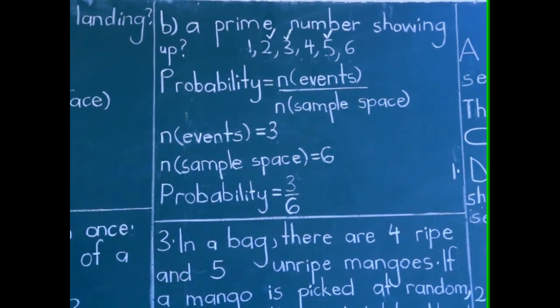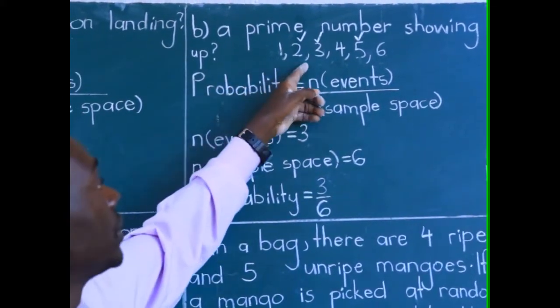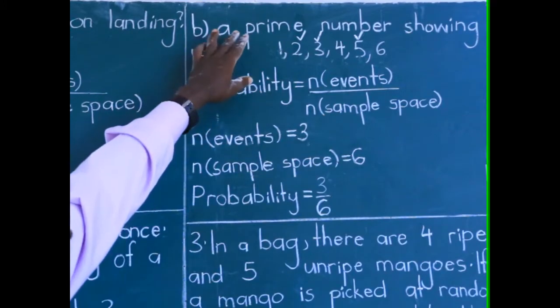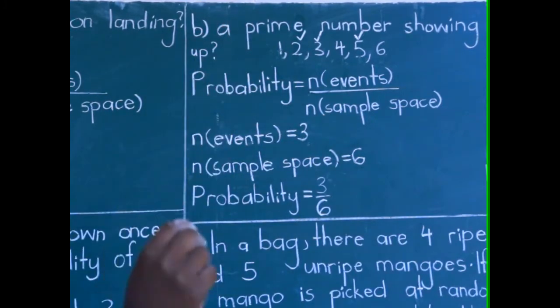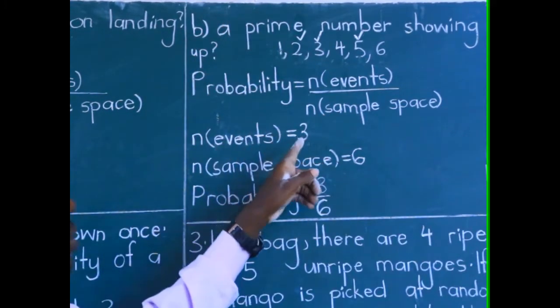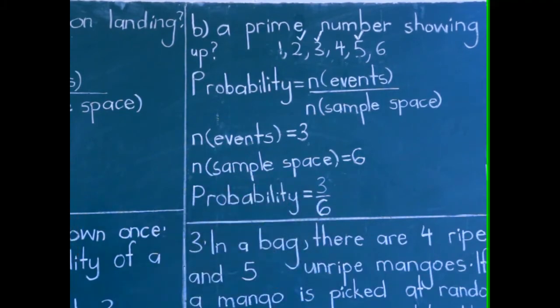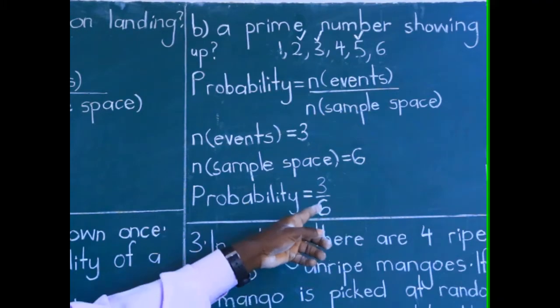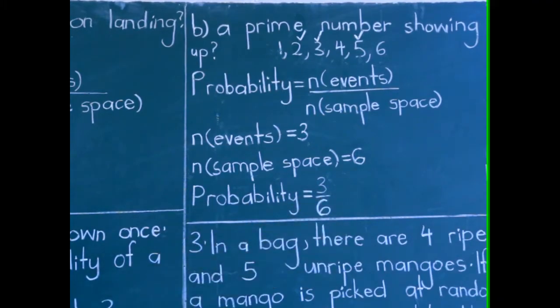So please line up all the sample space, then identify what is in the question by ticking, count the ticked ones to be the number of events, and the number of sample space remains the same, and then you get your probability in a fractional style.